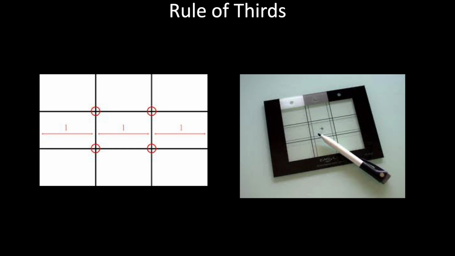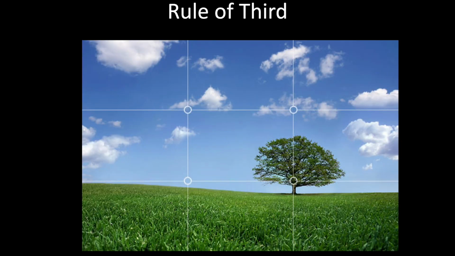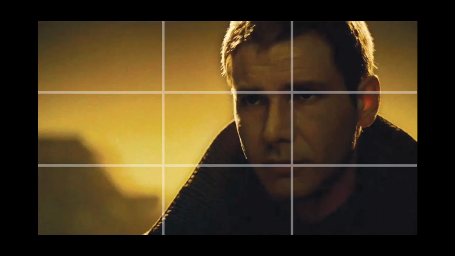Now, if we were in class, we could make a grid in a rectangle and walk around the classroom, kind of like movie makers, and frame our viewpoint. So here, with the rule of thirds, the point of interest is in this tree or in Harrison Ford's eye, or here as we see in 300, the men falling down the cliff.